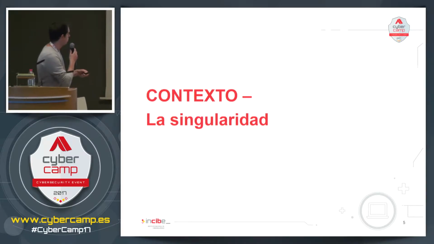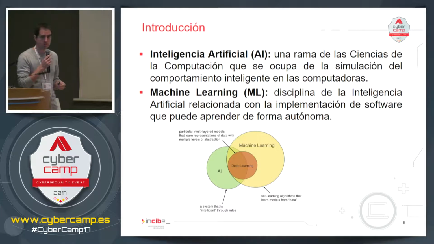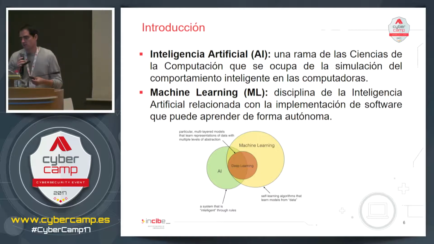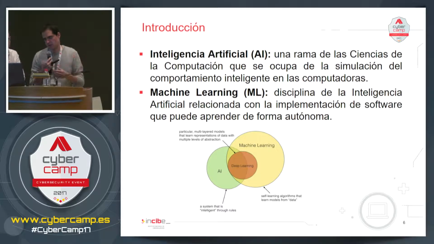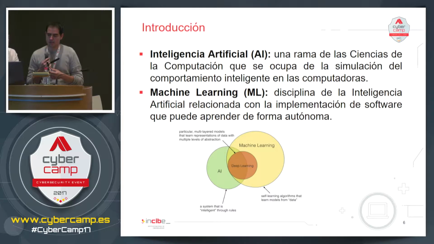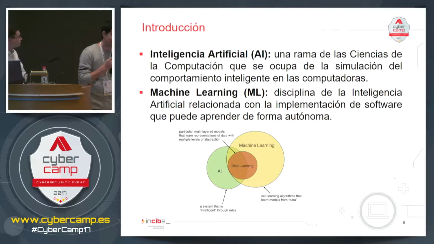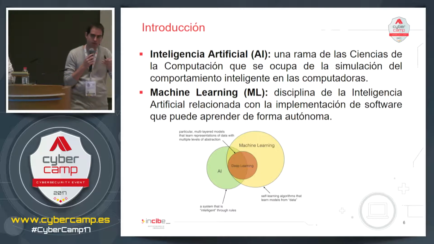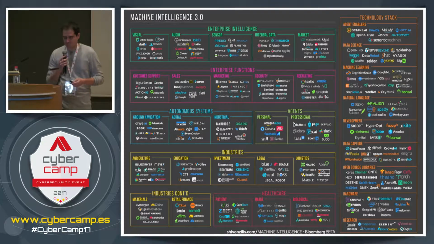So the context. As you probably know, machine learning is part of artificial intelligence. What it allows you to do is, via software, allow machines to learn independently. And to a certain extent, we're trying to imitate the reasoning of human behavior, but automatically.